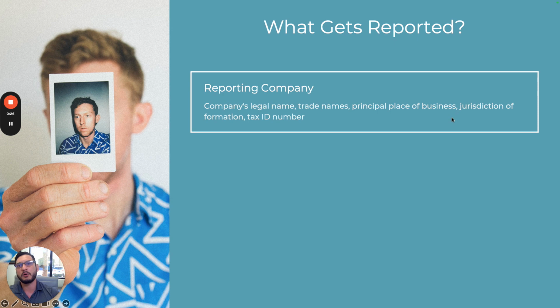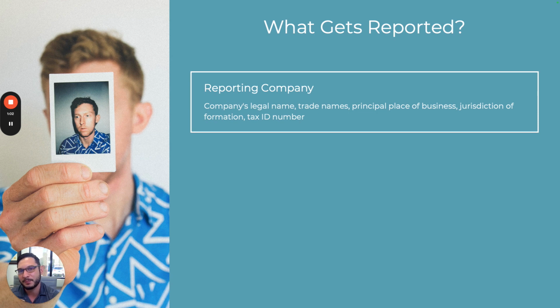The first category of things that are going to get reported is what's called the reporting company. The reporting company is going to be the actual company that is needing to be reported, right? So my law firm is Avid Esquire Group. The reporting company is going to be Avid Esquire Group, LLC. If I have any trade names, DBAs, any marketing names that I have out there, I will need to report those trade names. I will need to report the principal place of business. Where do I actually operate this business at?